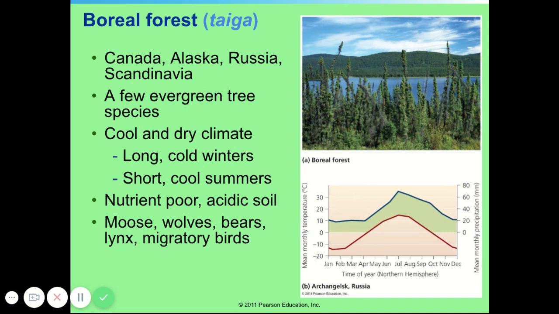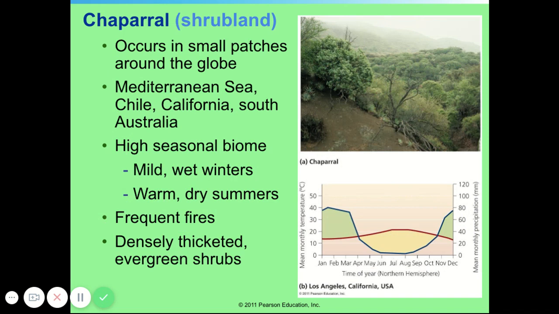Boreal forest is a term that can be used interchangeably with the more indigenous word taiga. So make sure you know both of those terms. Chaparral can also be called shrubland, and the most famous shrubland in the U.S. is that found in California.